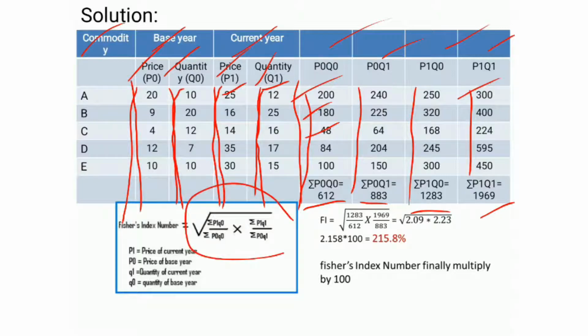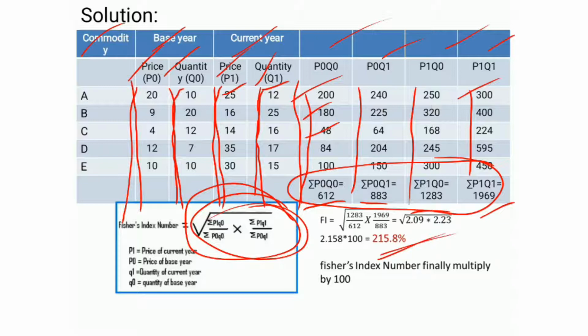the square root of summation P1 Q0 by summation P0 Q0, into summation P1 Q1 by summation P0 Q1. Just apply the 4 values you got in this table in this formula, and you will get the answer of 215.8. So I'll tell you how. Summation P1 Q0 is 1283, applied. Summation P0 Q0 is 612, applied, and similarly the other two values are applied.